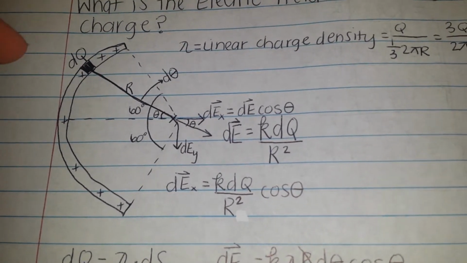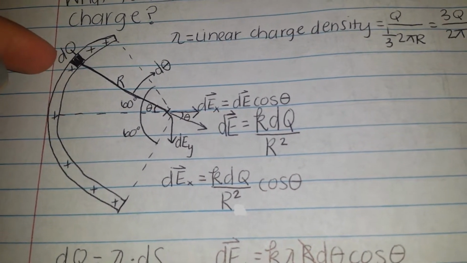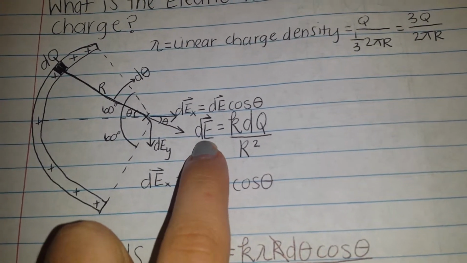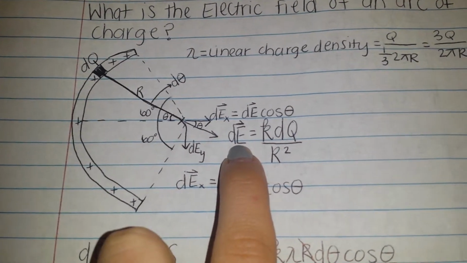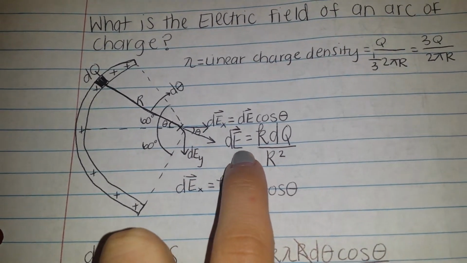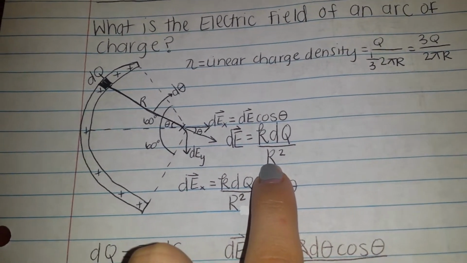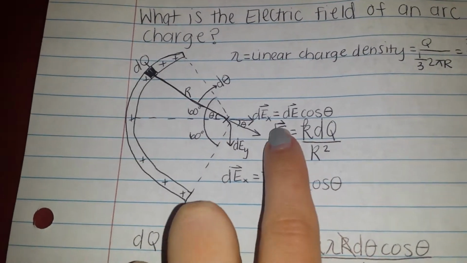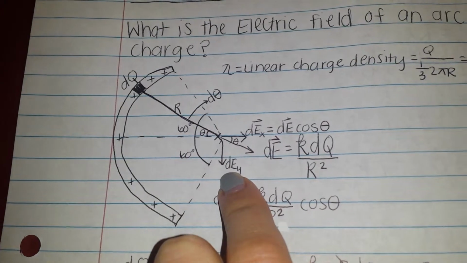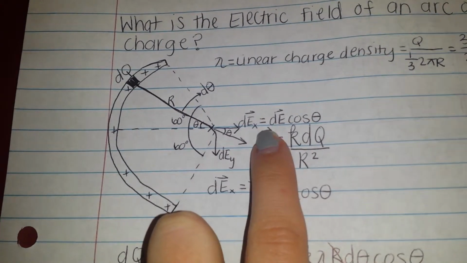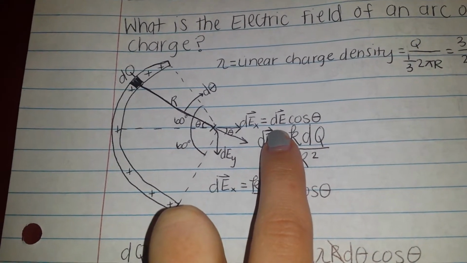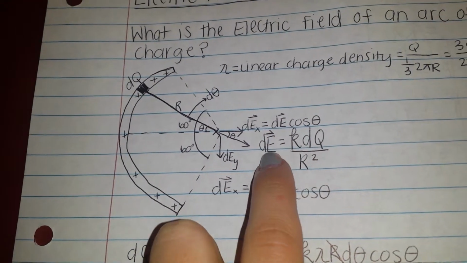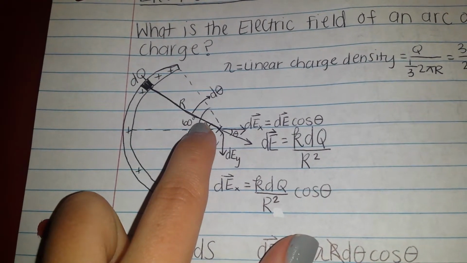We have a small charge dq here, and we have dE, which is the electric field due to the dq, which is k times dq over r squared. dE has a y component and an x component. The y components are going to cancel out, so all we care about is the x component, which is going to be dE times cosine theta. And r here is just the radius.